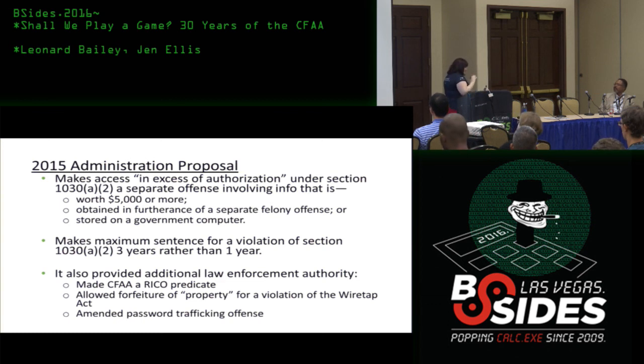So we were on a call. There was a whole bunch of people giving feedback. I was the only non-lawyer on the call, so I was very quiet, very intimidated. And the folks from the White House said, Jen, you haven't said anything. What do you think? And I went, well, you've made Metasploit illegal. And there was this silence, and then they just went, oh, fuck.